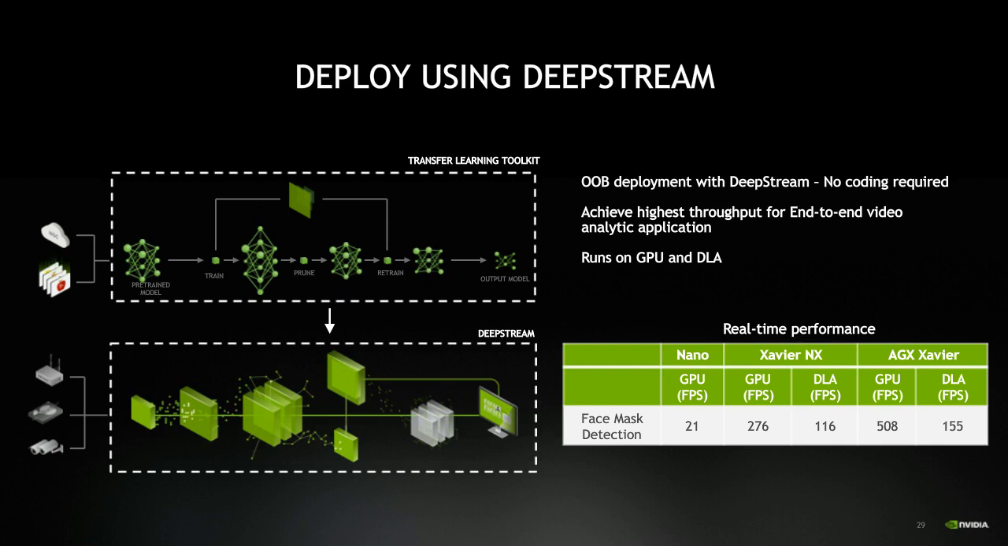The table shows the real-time performance of our face mask detection model on various NVIDIA Edge devices, starting from Jetson Nano to Jetson AGX Xavier. This model works on GPU as well as on the DLA, in the case of Xavier NX and AGX Xavier. This helps customers increase the stream density on their hardware, which reduces total cost of ownership for you and your customer.